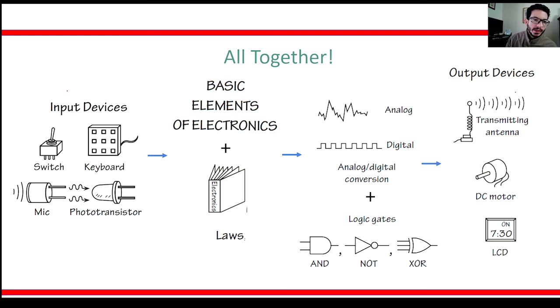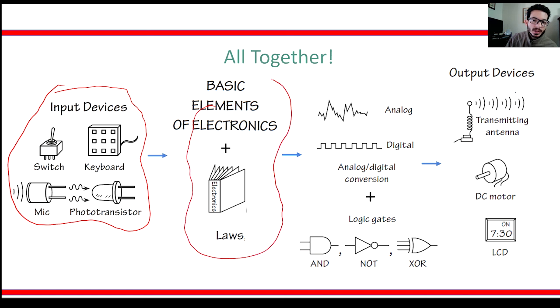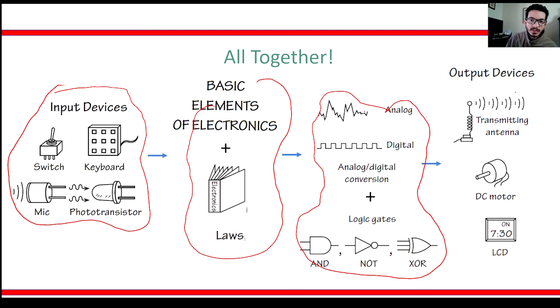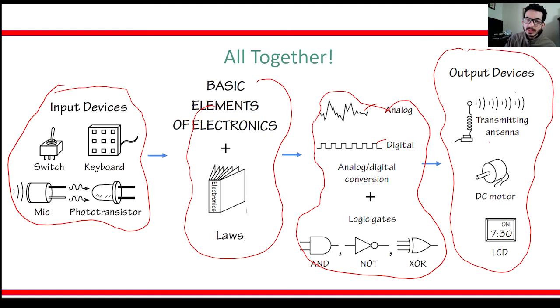And altogether, we have input devices such as switches, sensors, keyboards, function generators. Then we're studying the basics and the theory of how they work. Then you can create your analog or digital inputs and outputs using your logic gates or your voltage divider, if it's analog versus digital. And then you have your output or resulting signal that you want, if it's an LED display, if it's to operate a motor, if it's to transmit a signal.